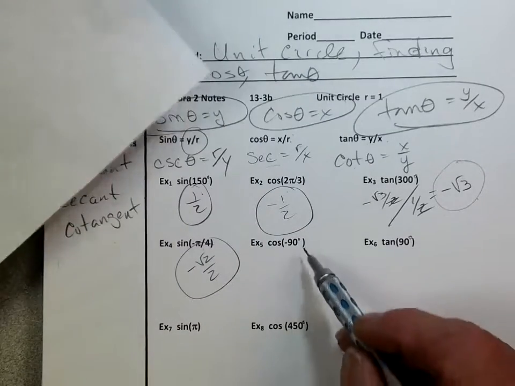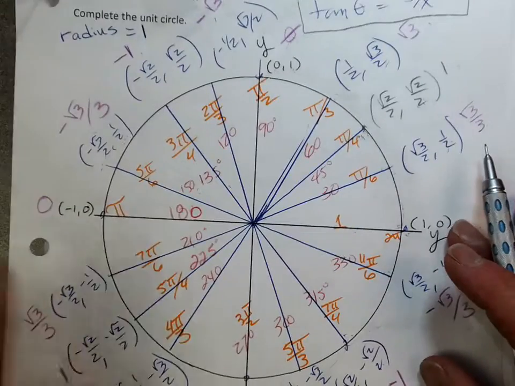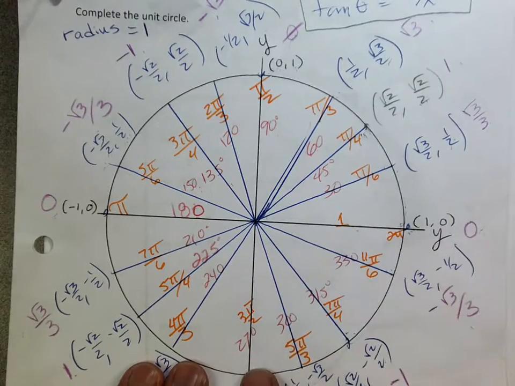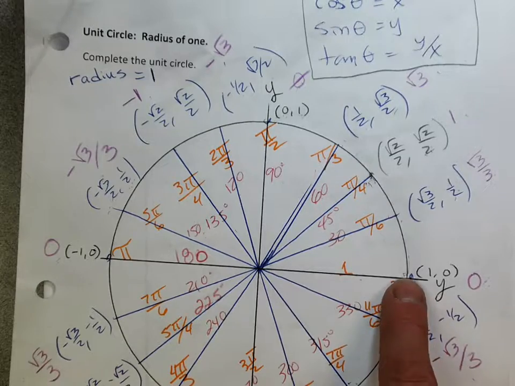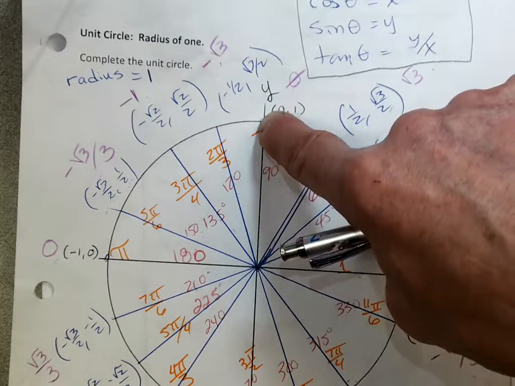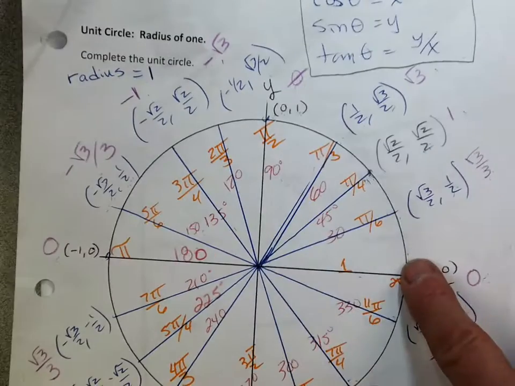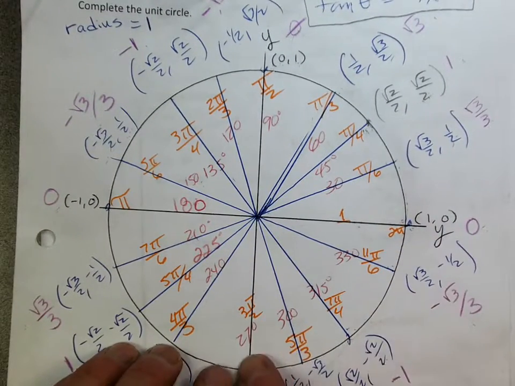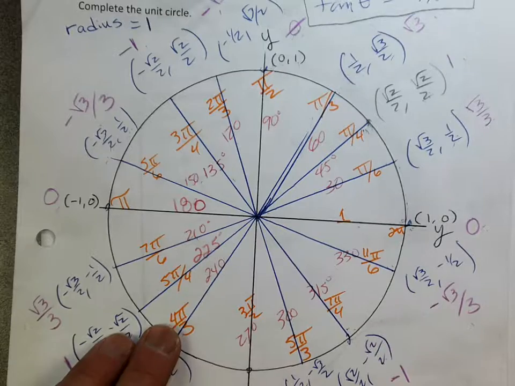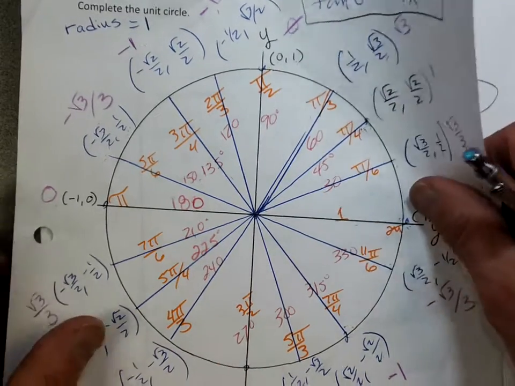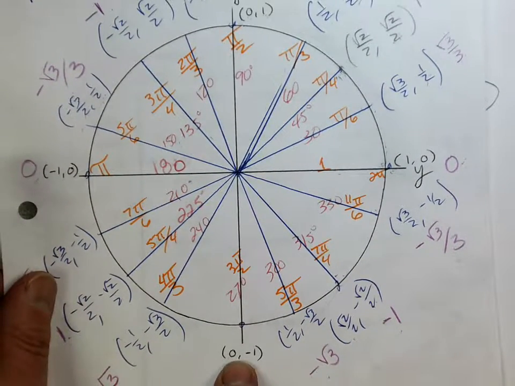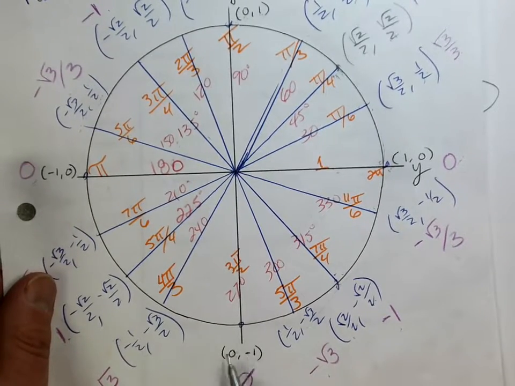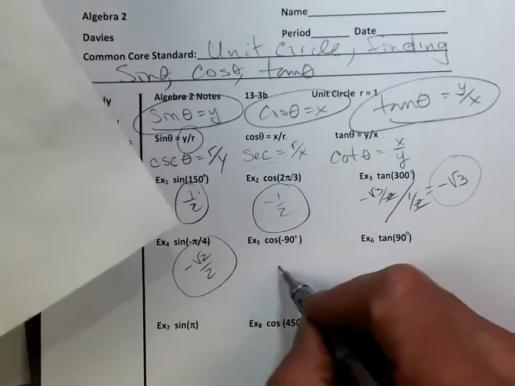All right, let me keep going. Cosine of negative 90. Okay, so where's negative 90? It's right here. If I went from 0 to 90, I'd rotate 1/4 of the circle, right? But negative 90 would be going the opposite direction. So I'm down here, and then what am I looking for? Sine or cosine? Cosine. Cosine is the x value. What's the x value of the point? 0, right? 0.